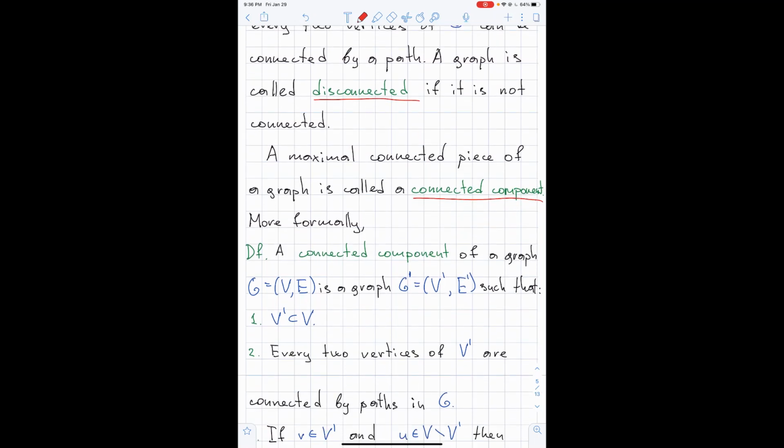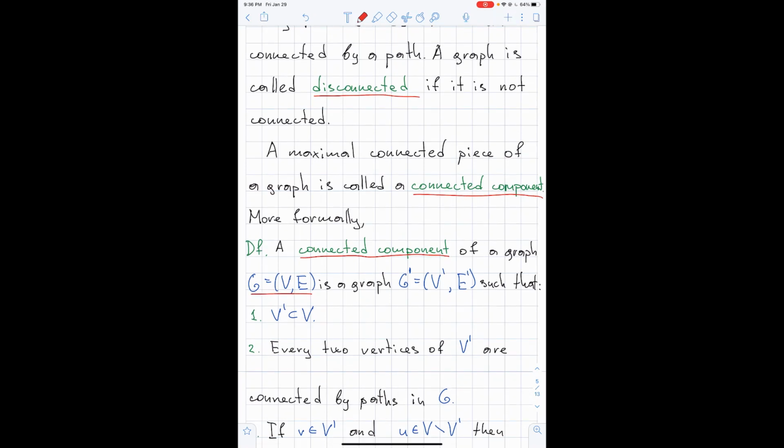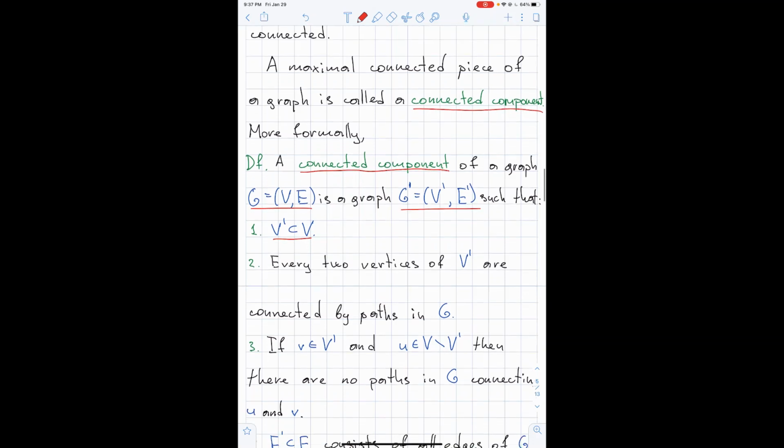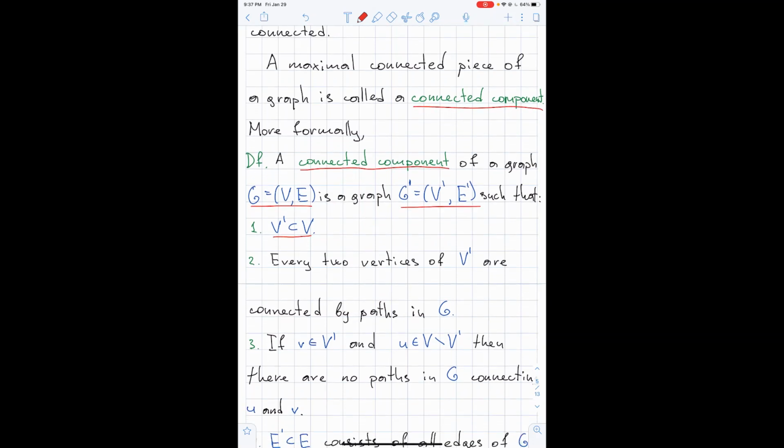A more formal definition could be made in the following way. A connected component of a graph G is also a graph G prime such that the set of vertices V prime is a subset of the set of vertices V. We just take some of the vertices and they should satisfy the following conditions. Every two vertices of V prime should be connected by paths in G. So for any two vertices, there should be a path connecting them.